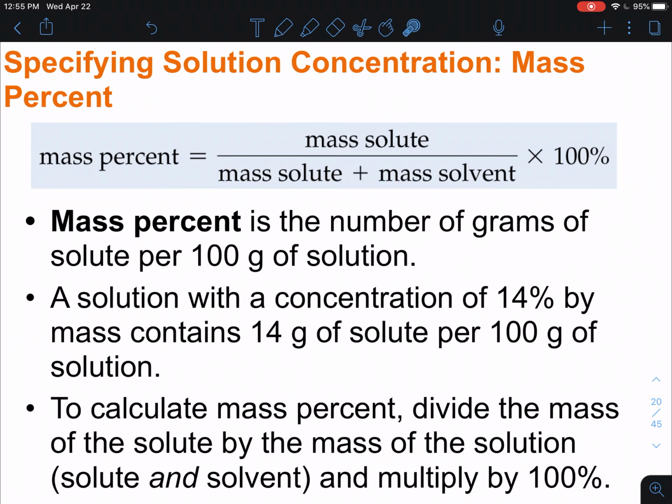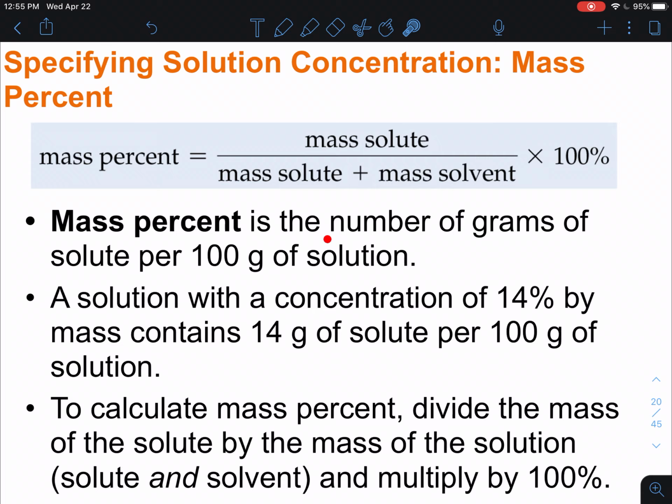Okay, so now we're going to talk about solution concentration, all right? And one of the ways that we can measure this is through this thing called mass percent. Here is the formula for mass percent. We have mass of the solute over mass of the solution. Remember, solution is solute and solvent, okay? So don't forget about this part right here, because a lot of people screw this up. It's mass of the solution, and remember, solution is solute and solvent.